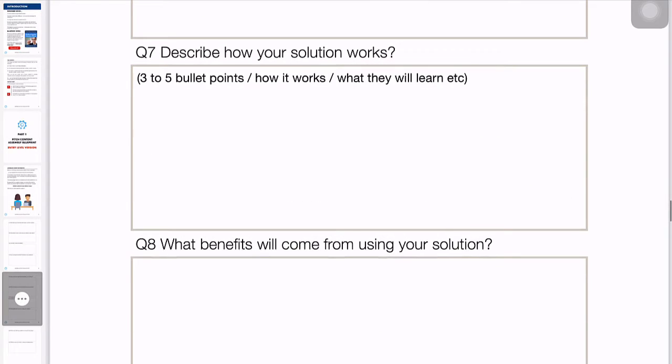Question 7 answers some of the questions around the solution specifically itself. How does it actually work? And you would write that down in bullet point. Right, it works this way, or the way that you would approach the utilization of this would be in this sequence or something like that.